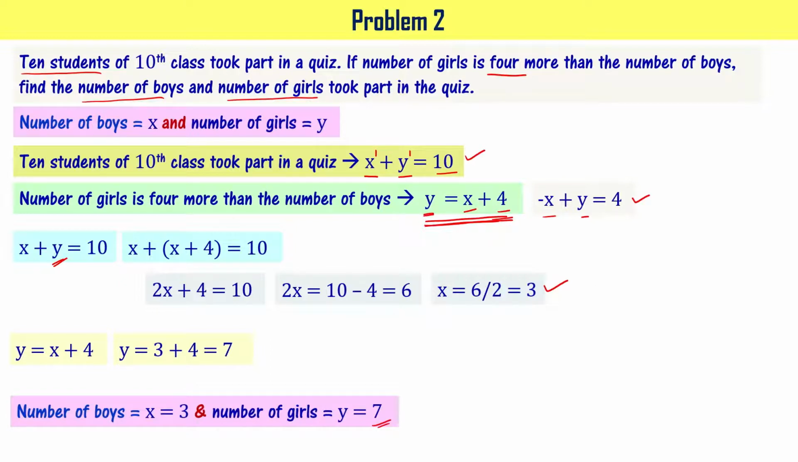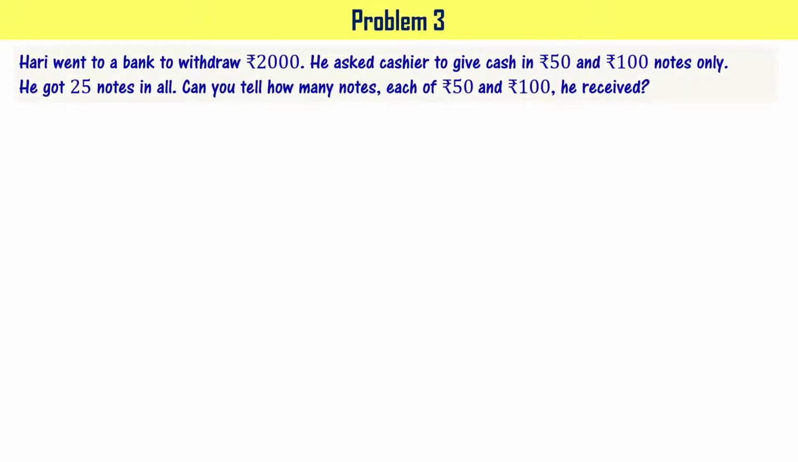Now let's go to the next problem. That is problem number 3. Hari went to a bank to withdraw 2000 rupees. He asked the cashier to give cash in 50 rupees and 100 rupees notes only. Total he got 25 notes. Can you tell how many notes each of 50 rupees and 100 rupees he received?